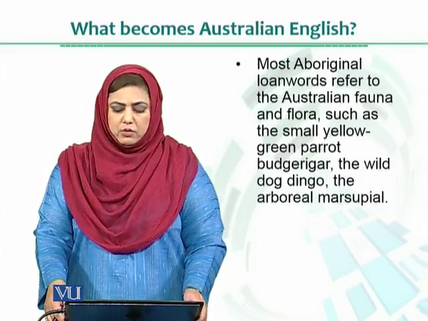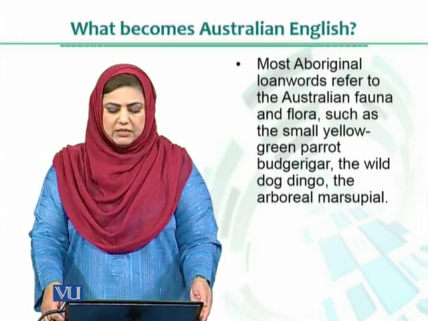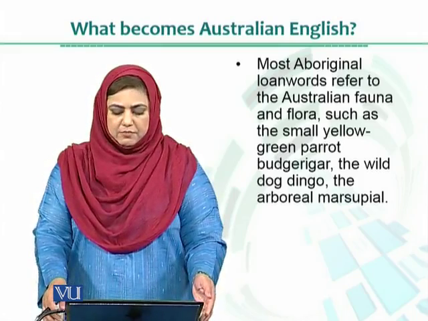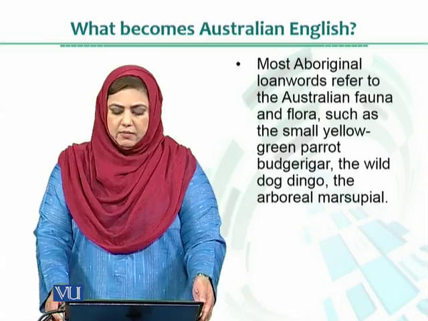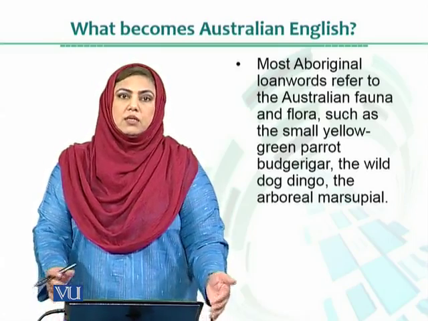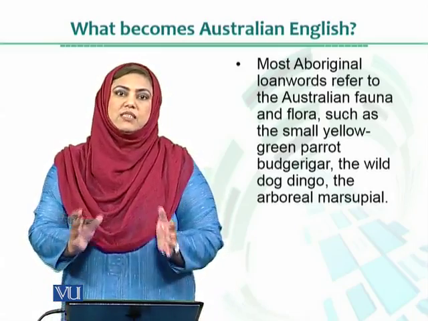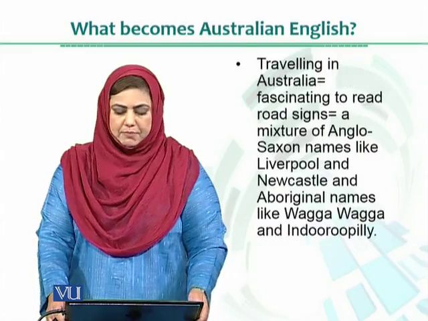Most Aboriginal loanwords refer to the Australian fauna and flora, such as the small yellow-green parrot, budgerigar, the wild dog, dingo, and the arboreal marsupial. These are all names that come from the ancient languages that were being used in that area, and Australian English borrowed them.